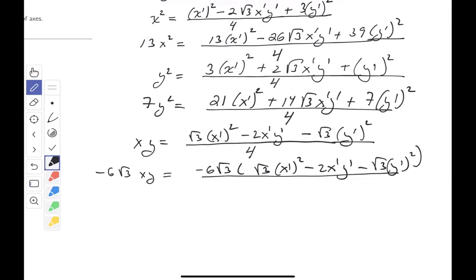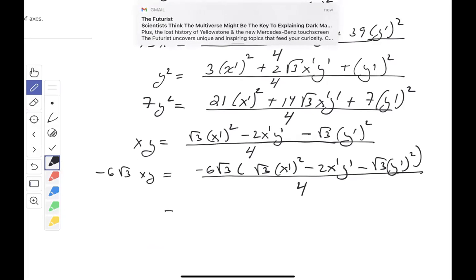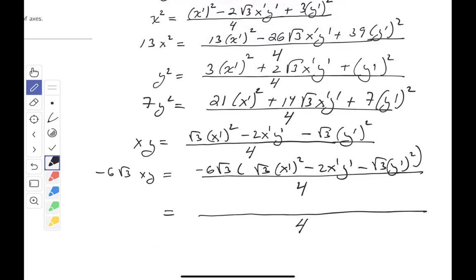I'm hoping you're willing to try, though. All right, I'm going to reduce. Let's not reduce. What do you get over here? 4. What do you get on top? Minus 6 times 3 is minus 18 x prime squared. Then what do you get?